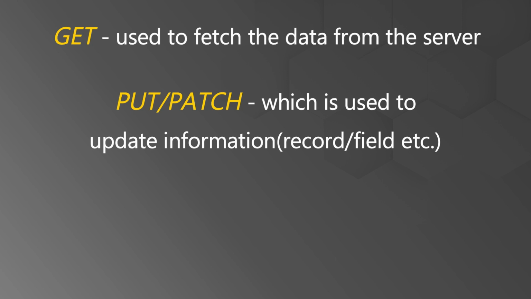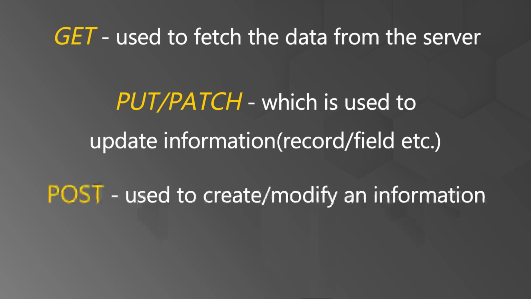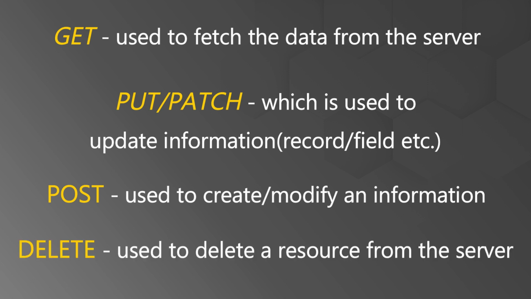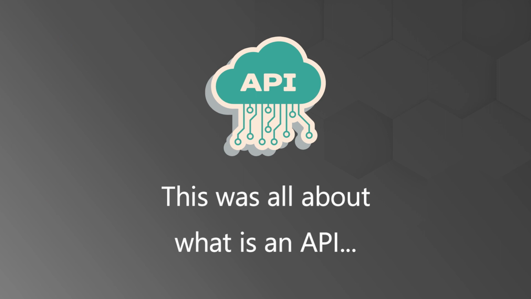All these things we will be able to understand as we proceed further. The third one is POST, which is used to create or even modify information. And the last one is DELETE, and the word itself says what it does. So this is some brief information about what an API is.